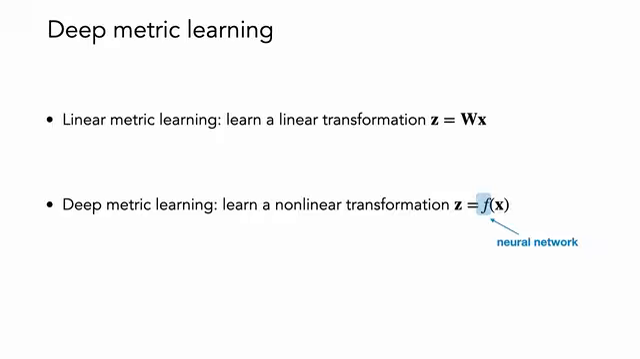So this deep metric learning idea is quite simple. Linear metric learning is you're trying to learn some linear transformation, z equals Wx. Deep metric learning is you're trying to learn a nonlinear transformation, z equals f of x, where now f of x is a neural network. And now you're not optimizing over the set of positive semi-definite matrices, you're optimizing over the weights of a neural network, and there we can use things like stochastic gradient descent to do so.